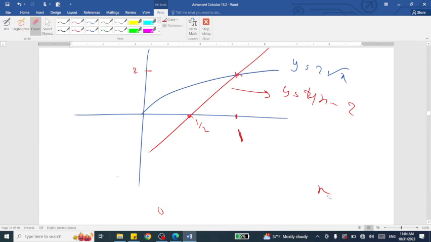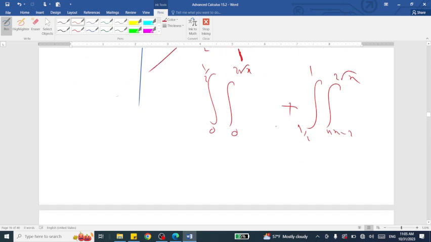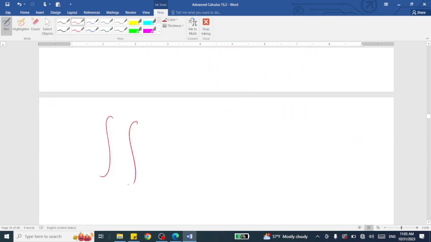Here from 0 to 1 over 2, the area is one part, and the other area is from 0 to 2 square root of x, plus area two from 1 over 2 to 1. The whole area is hard to calculate, with 4x minus 2 to 2x. Is it clear? Okay.